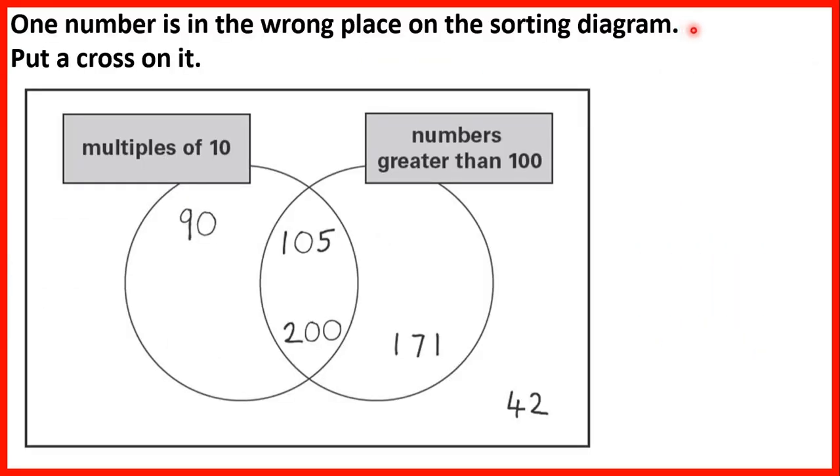One number is in the wrong place on the sorting diagram. Put a cross on it. So here we have a circle for multiples of 10, so numbers in the 10 times table, numbers that end in a 0. And here we have a circle for numbers greater than 100. So we can see that 105 is in the wrong place, because it's in the circle for multiples of 10, but it's not a multiple of 10 because it doesn't end in a 0. 105 should be written in this section here, because though it's greater than 100, it's not a multiple of 10.